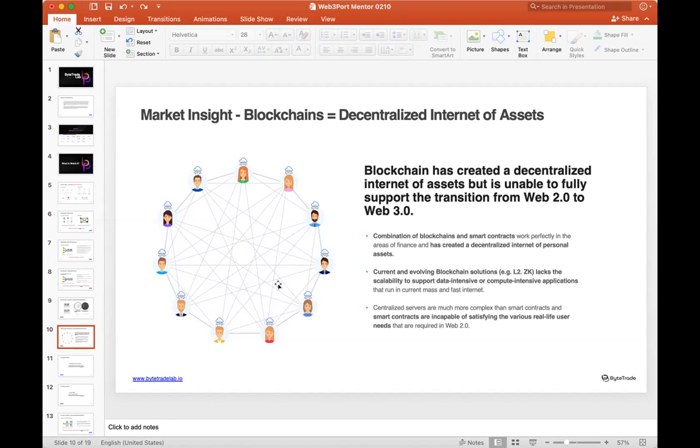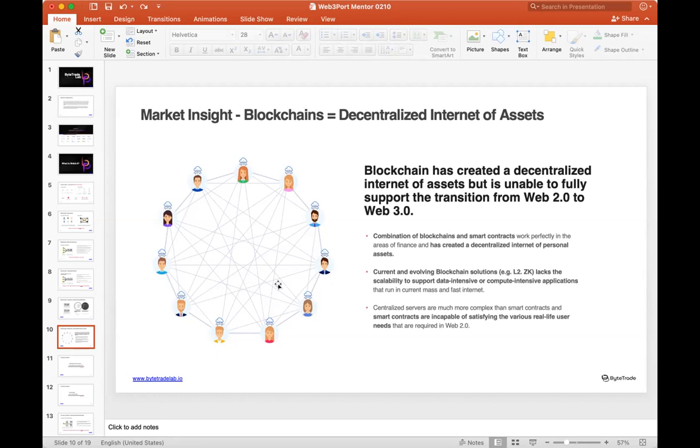On the other hand, smart contracts are less likely to satisfy the various real-life needs that users enjoy nowadays in Web2. A lot of smart contracts can handle texts, numbers, and some files perhaps. However, in terms of AI, like ChatGPT, which is a hot topic right now, blockchain or smart contracts cannot perform AI or videos, this kind of thing.